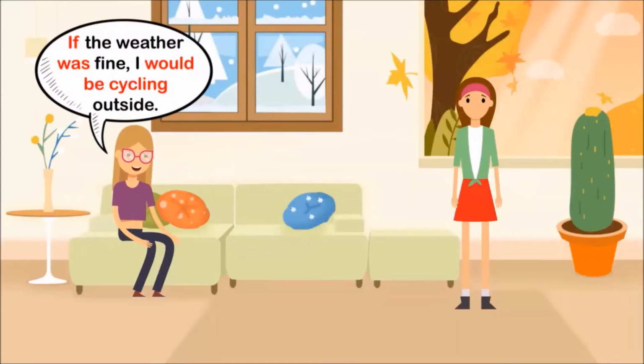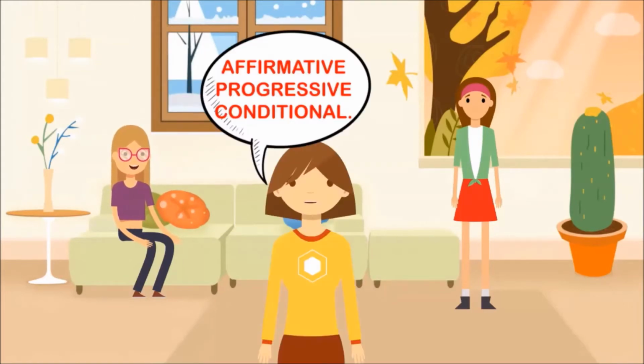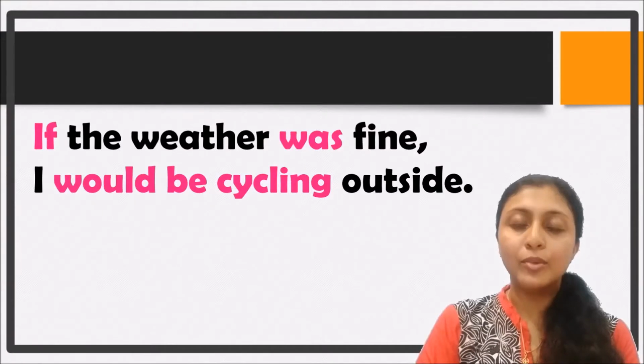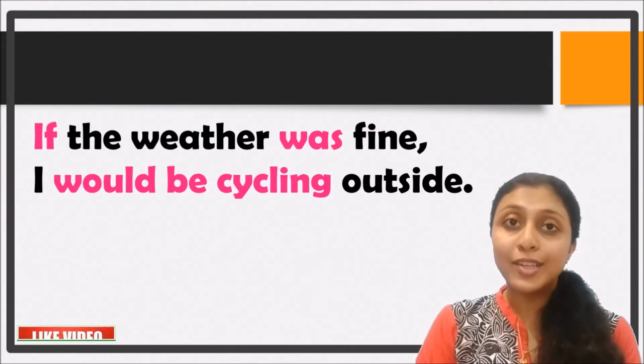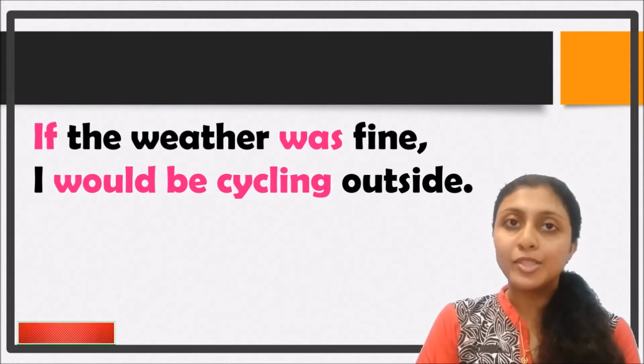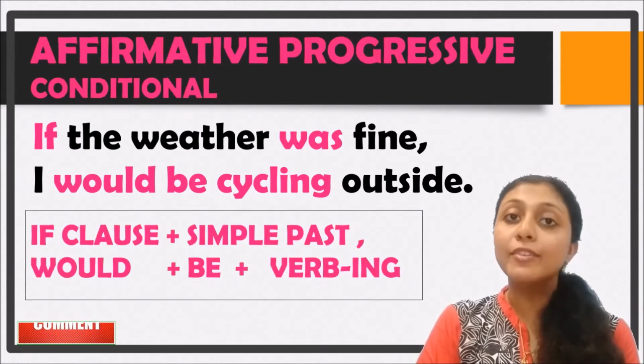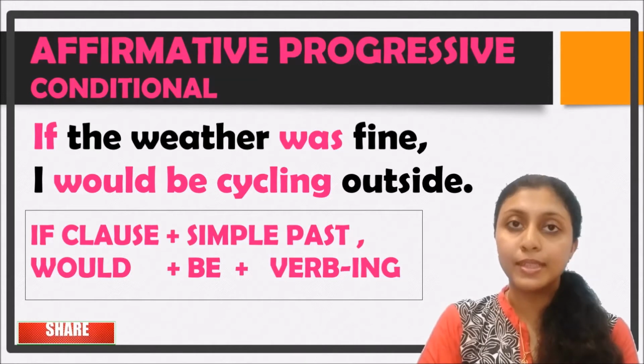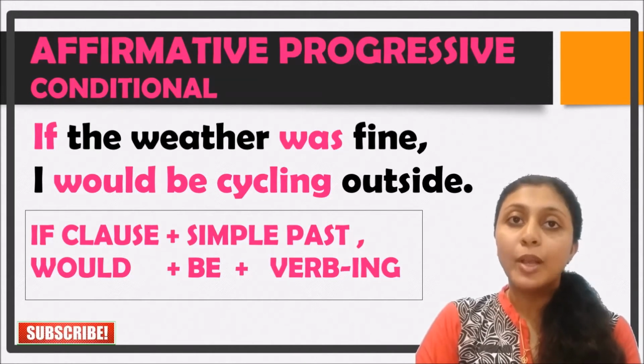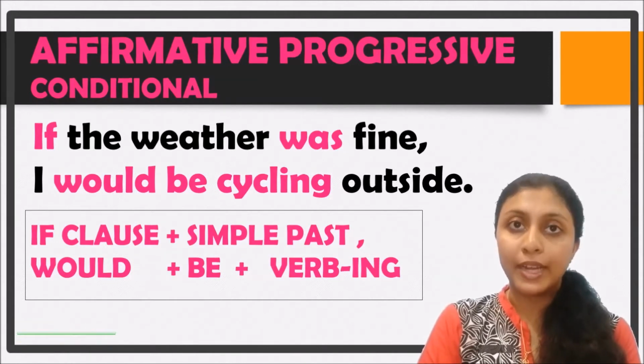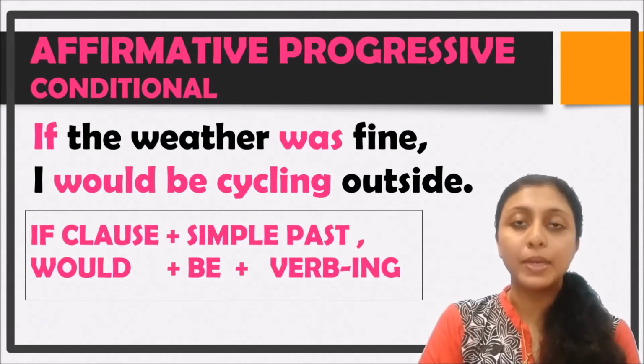If the weather was fine, I would be cycling outside. Affirmative progressive conditional. If the weather was fine, I would be cycling outside. Let us try and decipher the format of the sentence. We've got the if clause that comes in the beginning part of the sentence, which is if plus the weather was fine. Now, was fine is in the simple past.